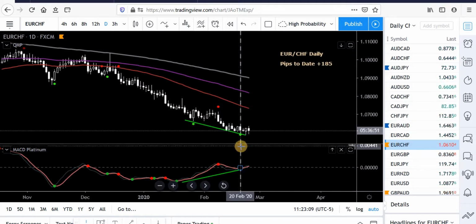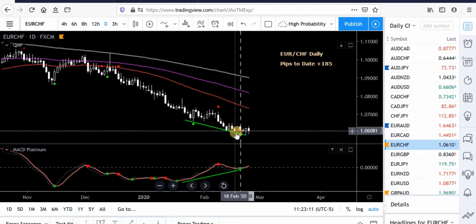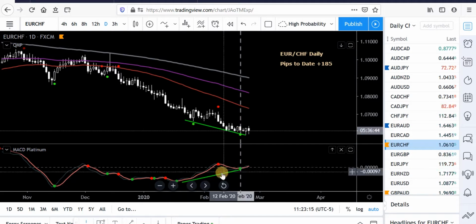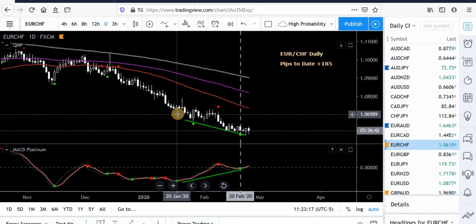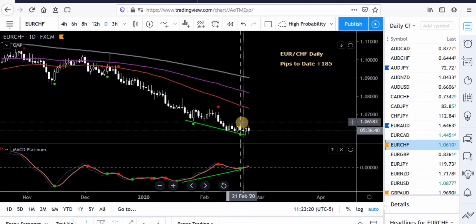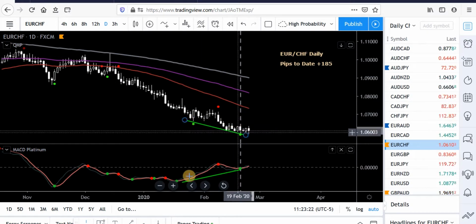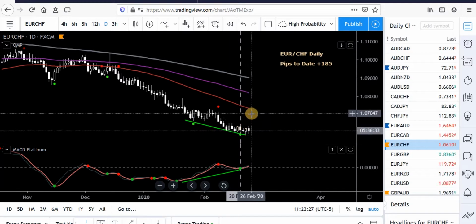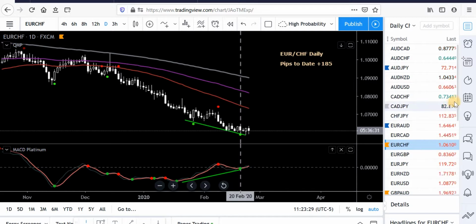Euro Swiss, I'm in no trades at the moment. I did get a buy signal here a few days ago. It was just ugly. MACD Platinum's very close to zero level. Trend is going down. As you can see, the MA is spreading. There was regular bullish divergence, just not convincing. It may pop up, but it's just not worth the risk.